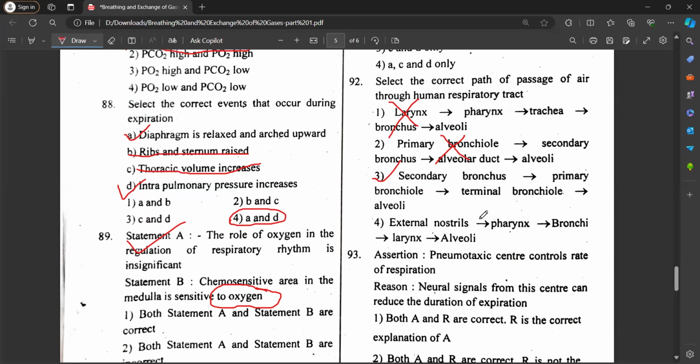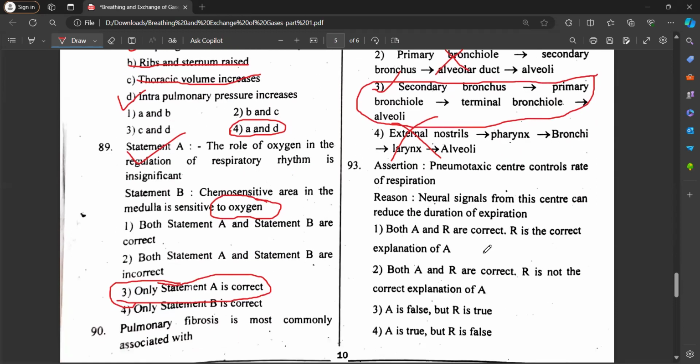External nostrils open into pharynx. Pharynx opens into bronchi. Bronchi opens into larynx. This is wrong, right? So the correct option is the third one. The third one is going to be the best option here.